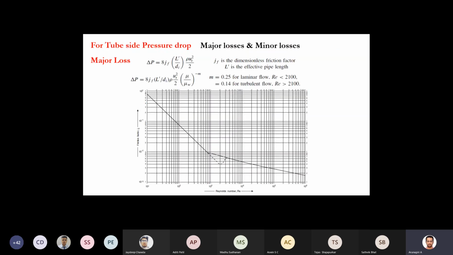So how to calculate the pressure drop? When you go to estimation of pressure drop, we have two different losses. One is major loss, another one is minor loss. Major losses are normally calculated using this equation for pipe flow.